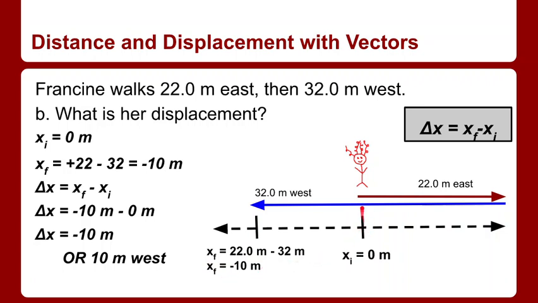That makes sense because we know that she starts at 0 and she ends up on the left-hand side, so it should be negative. So we identify x initial is 0, x final is negative 10, and then we plug it into the equation, x final minus x initial. So her displacement is negative 10 minus 0. It gives us a displacement of negative 10 meters, or we could also write it as 10 meters to the west.